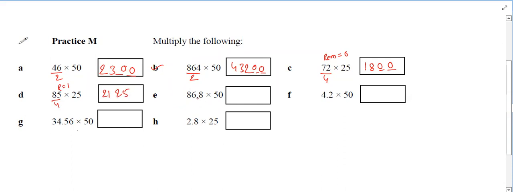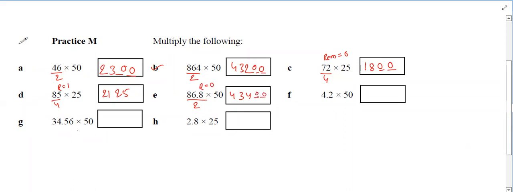Shravani, E1. There is a decimal place. Okay. Just ignore the decimal place. Simply consider it as 868 only. And later we will place the decimal. Okay, sir. 868 divided by 2 is 434 and the remainder is 0, so we'll add 2 zeros.